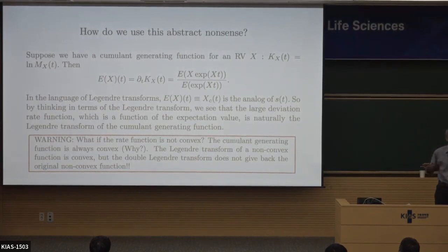Okay? It does not hold. It will not give you the correct rate function if the rate function is not convex, because the Legendre transform of the cumulant, which is guaranteed to be convex, is always going to be convex. Whether it's a rate function or not is up for debate, but the cumulant is always convex, the Legendre transform of the cumulant is always convex, okay? It's the other side: is the Legendre transform of the cumulant actually the rate function? That is not guaranteed, okay? All right.